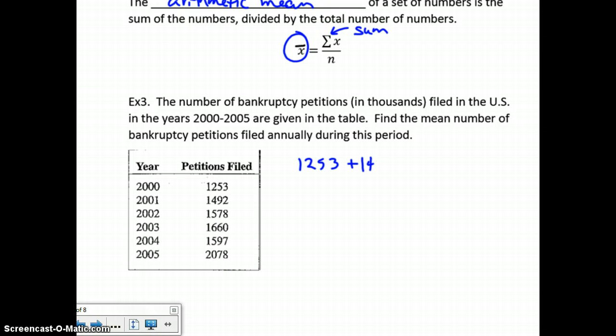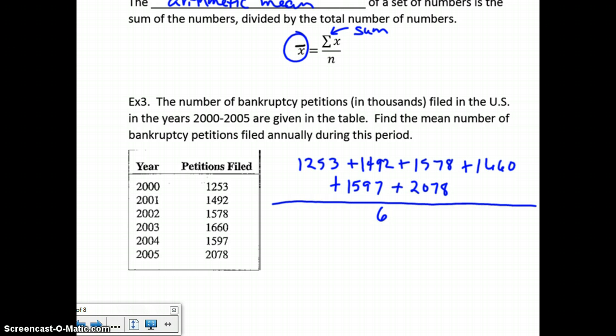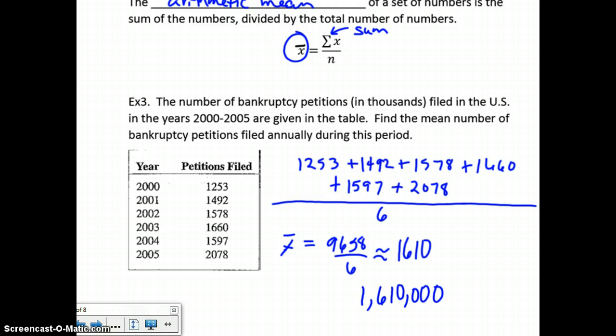We have 1253 plus 1492 plus 1578 plus 1660 plus 1597 plus 2078. And we're going to divide that by 6 because that's 6 entries. The mean will look like 9,658 over 6, and when you divide that, that's approximately 1,610. That's in thousands. If we were finding the number then, that would be 1,610,000 petitions.